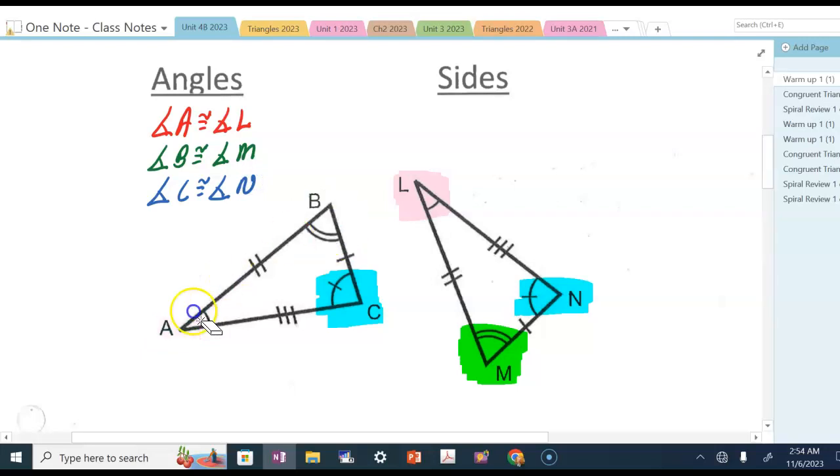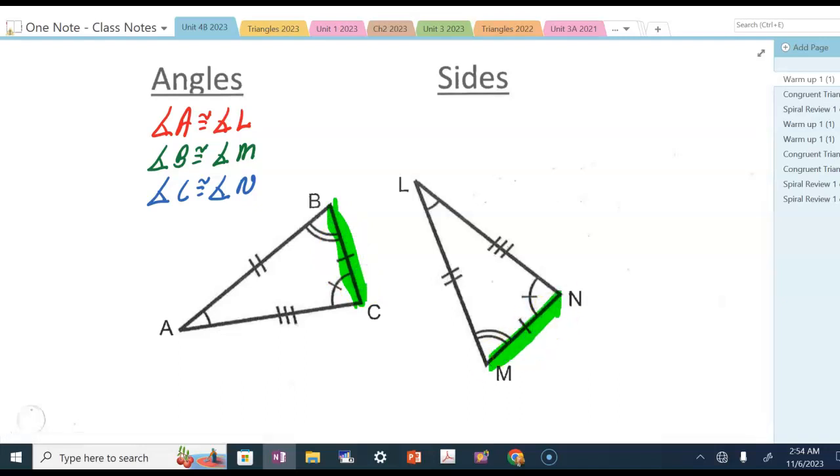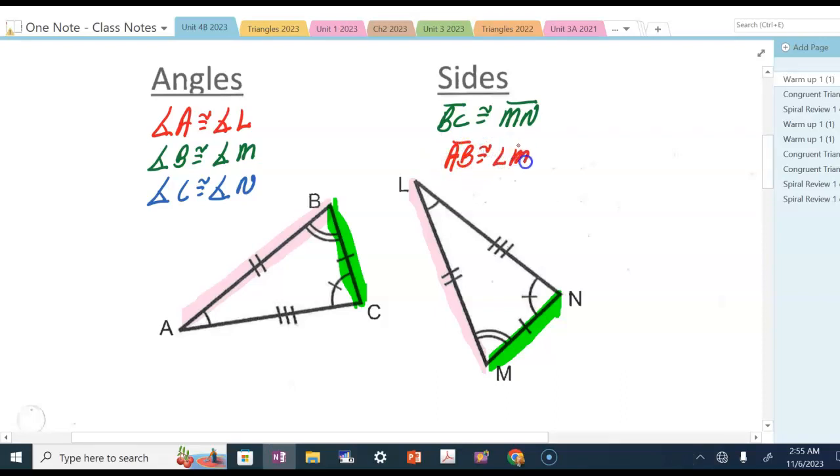Likewise, for the sides, we have BC with one tick mark is congruent to MN. So BC is congruent to MN. Then we have AB with two tick marks is congruent to LM. And three tick marks, AC is congruent to LN.